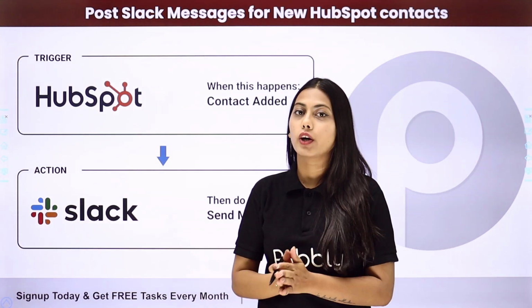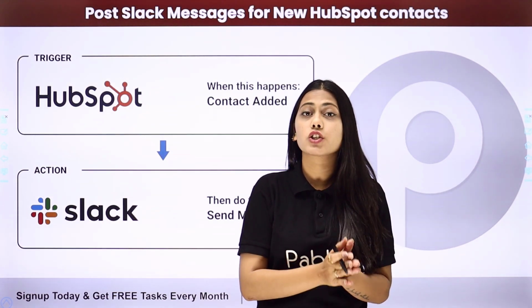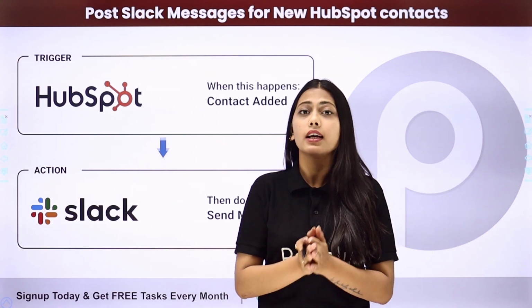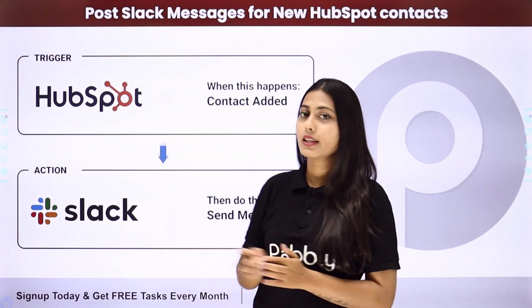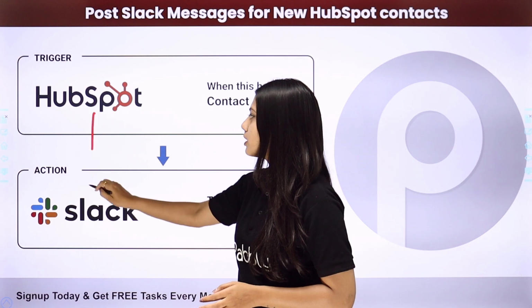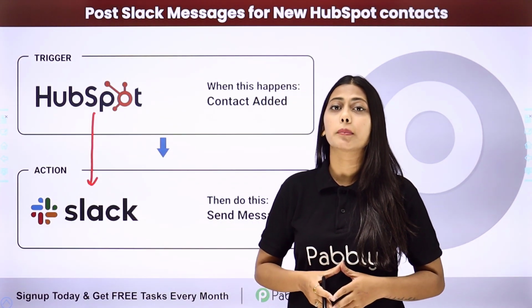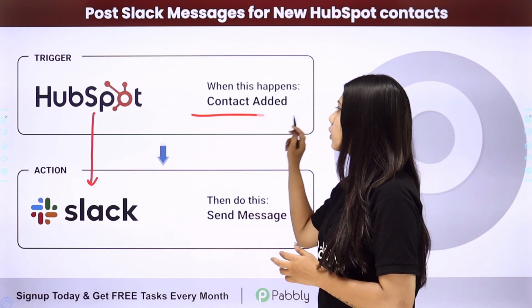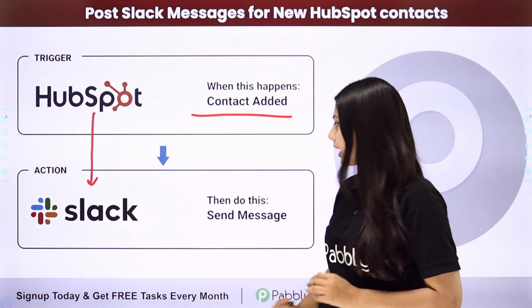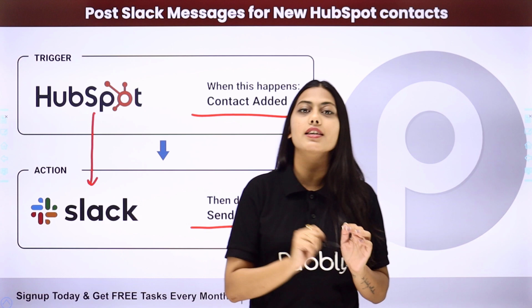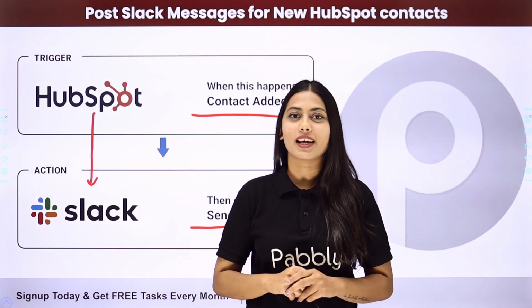So whenever a new contact is created in HubSpot, a message will be sent to your Slack channel as a record that a new contact has been created. So we will be integrating these two applications in such a way that in this automation that we are going to create using Pabbly Connect, our trigger will be the contact added in HubSpot and our action will be to send channel messages in Slack. Let us learn how to do that.